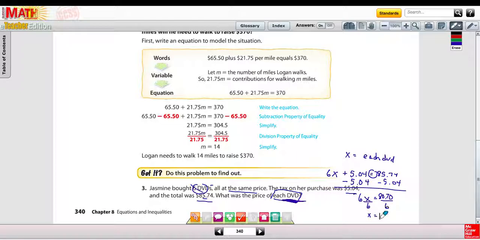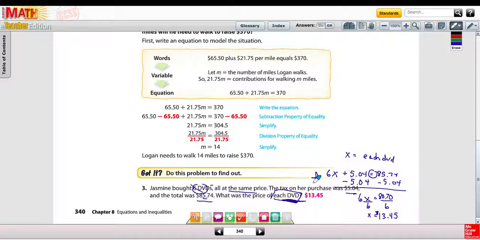6 goes into 8 once with 2 left over, bring down the 0. 6 goes into 20 3 times, 18, with 2 left over, bring down the 7. 6 goes into 27 4 times with 3 left over, bring down the 0. 6 goes into 30 5 times. So the cost of each DVD is $13.45. Let's just double check our work. $13.45 is the correct answer.